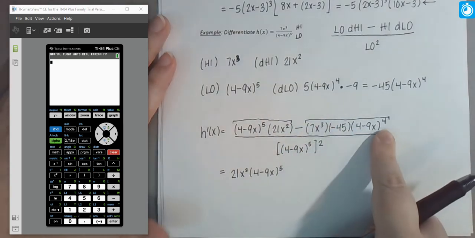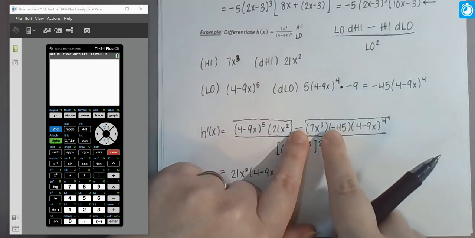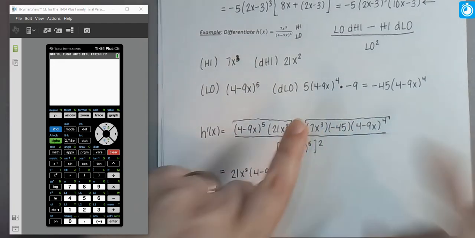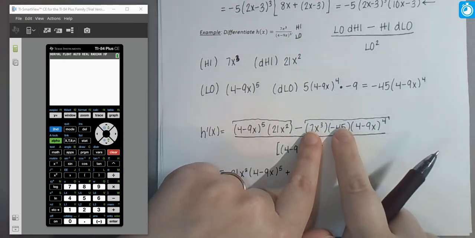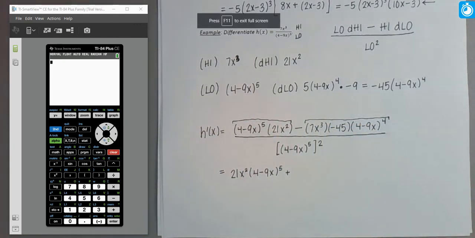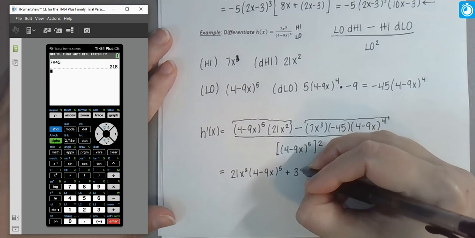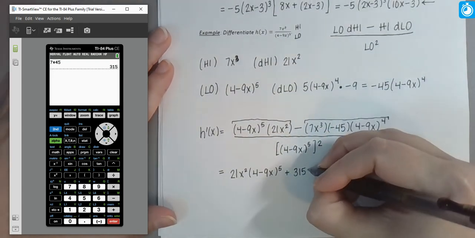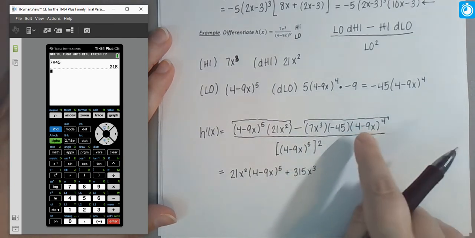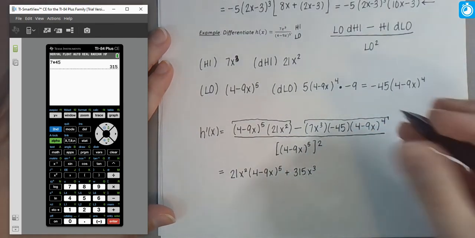Okay, now over here, we have a negative multiplied by another negative. So that's going to give us a positive term. And then we have 7 times 45. So what's that going to be? Let's see. 7 times 45 is going to be 315. So 315. And we have an x cubed. And then we have the (4 minus 9x) to the 4th power.